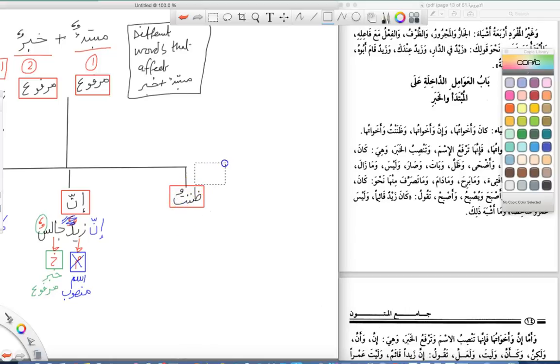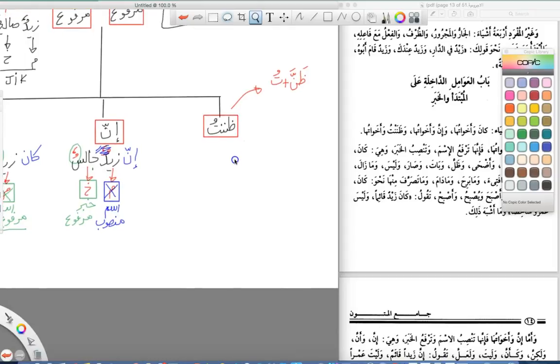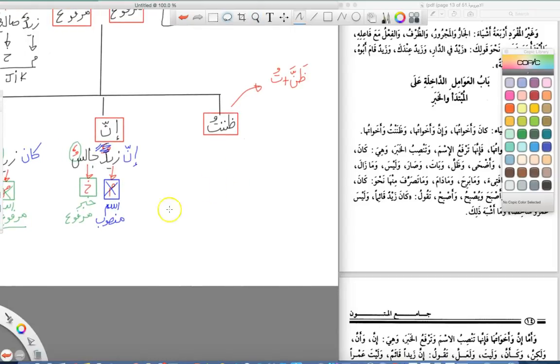So this word ظننت is actually made up of the fi'l, the verb ظن, plus tu. Dhanna means to assume. So ظننت means I assumed, I thought. Again, ظننت is from a family of verbs which are found before a mubtada and a khabar.